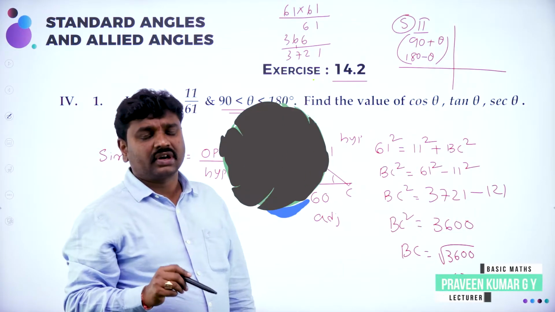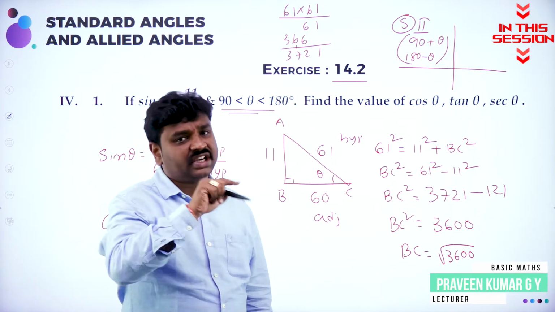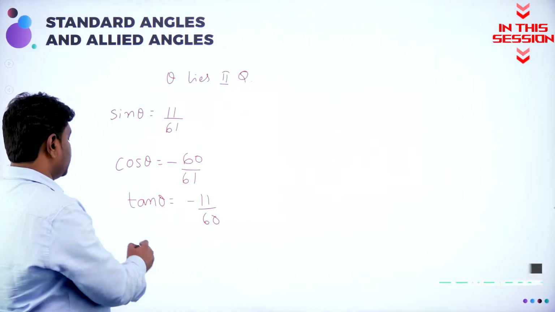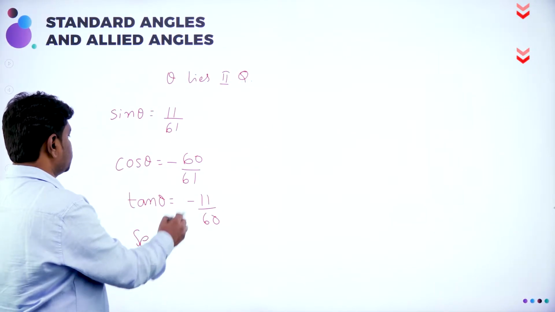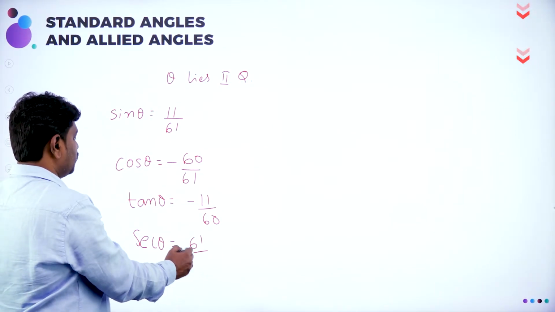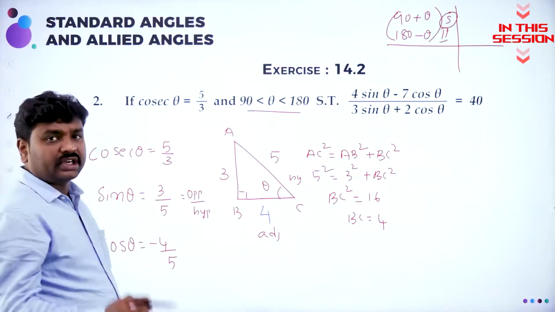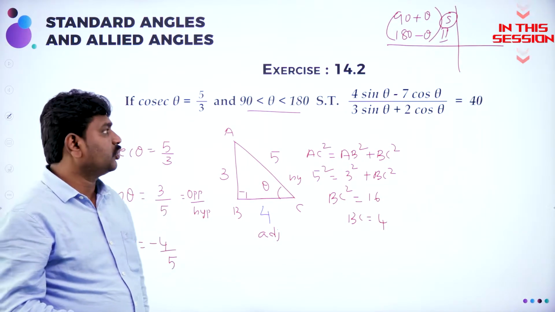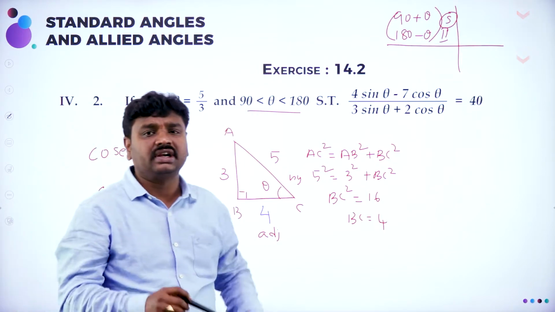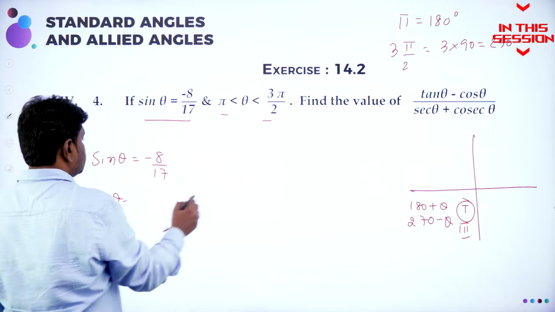It lies in second quadrant. In second quadrant, only sine and cosecant are positive, and secant theta is the reciprocal of cos theta. What is cos theta? Minus 60 by 61. This will become minus 61 by 60. I should take cos theta negative. Why should I take cos theta negative? Because theta is in which quadrant? In second quadrant. In second quadrant, cos is negative. And theta. What is cos theta? So construct the right angle triangle.